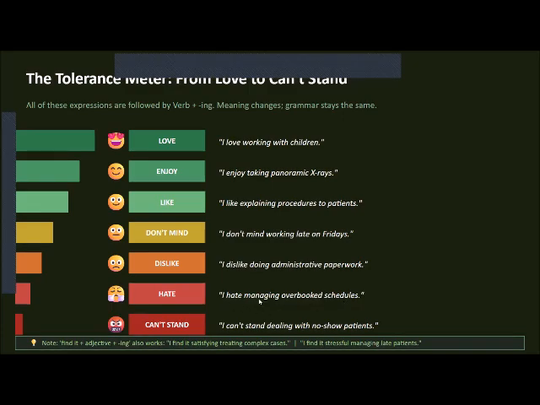I hate managing overbooked schedules. I can't stand dealing with no-show patients. All right, so practice with these likes and dislike verbs. Donna, you first.